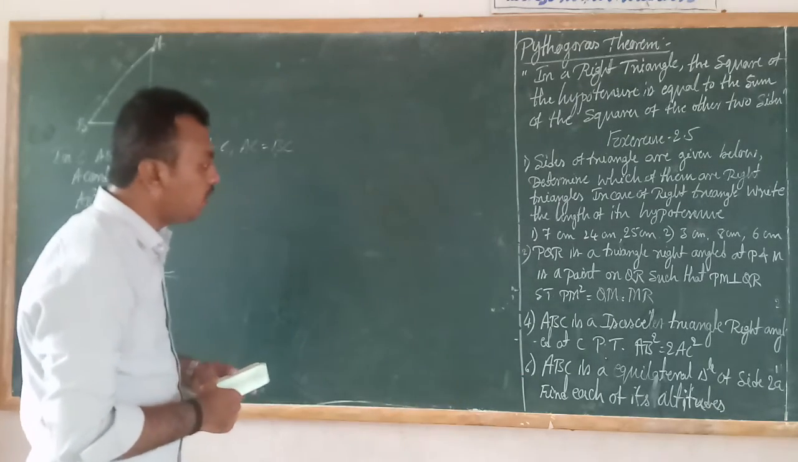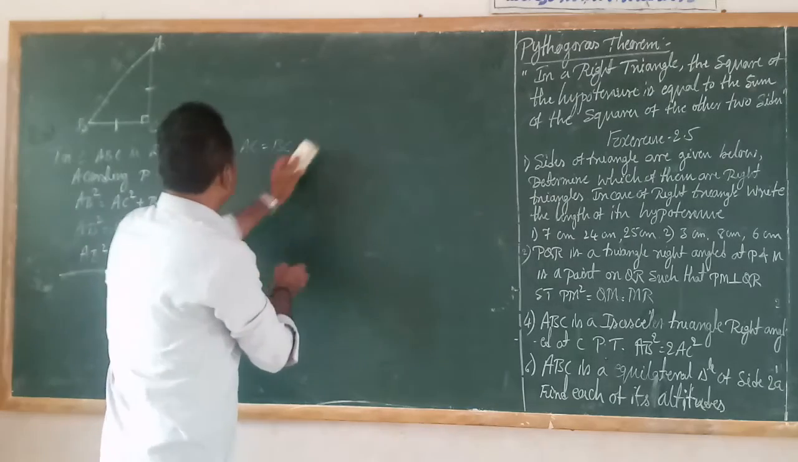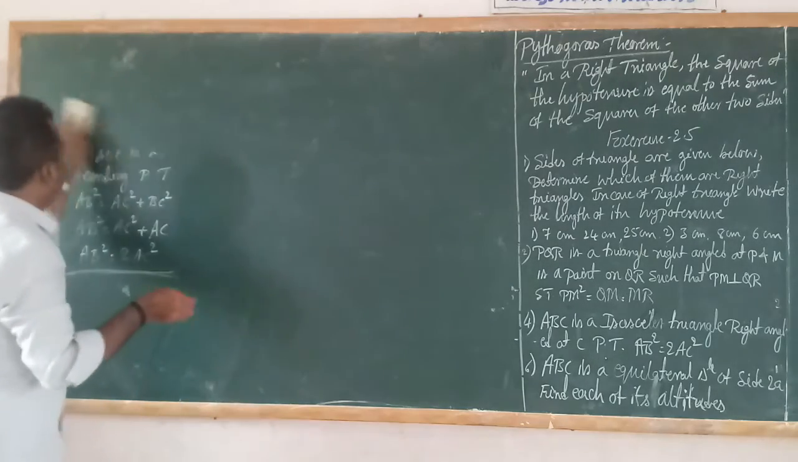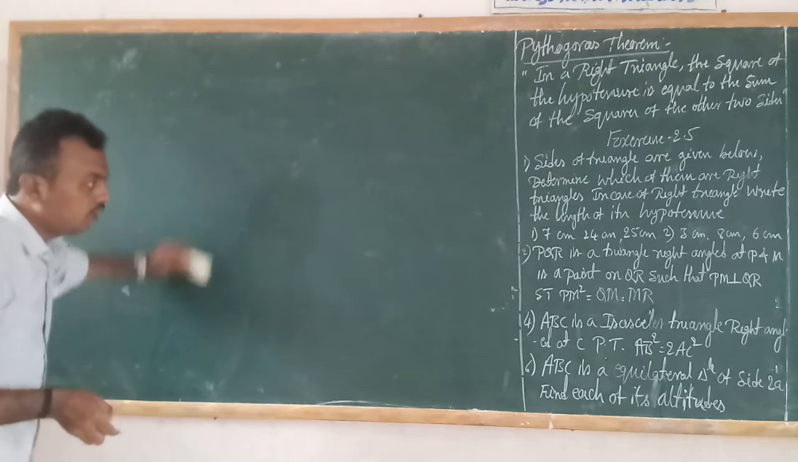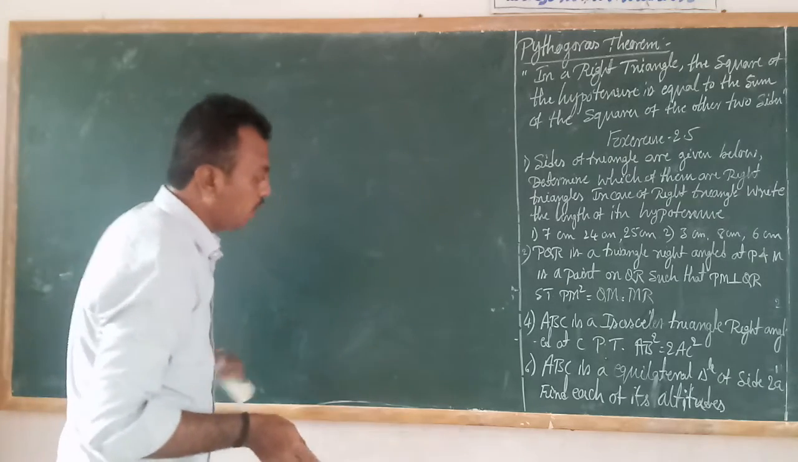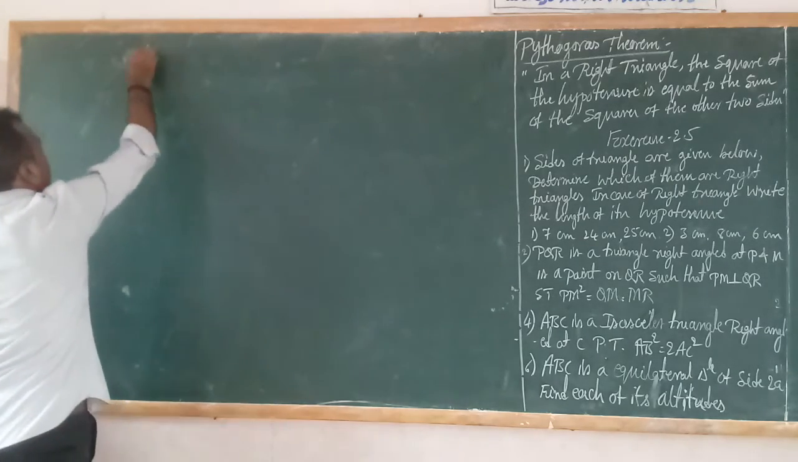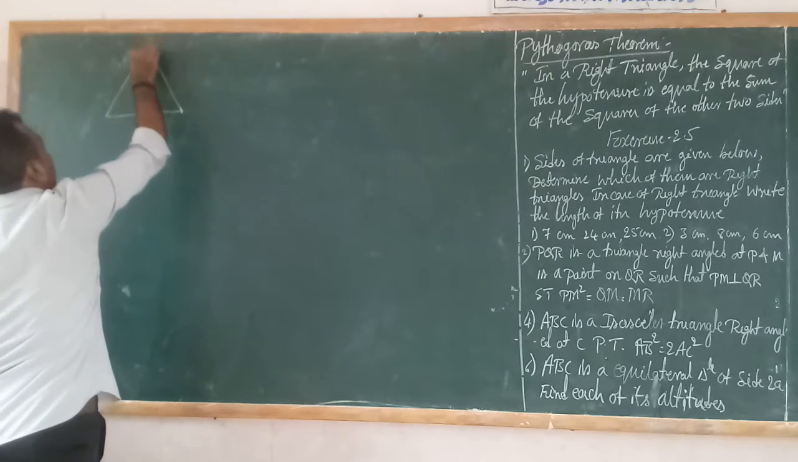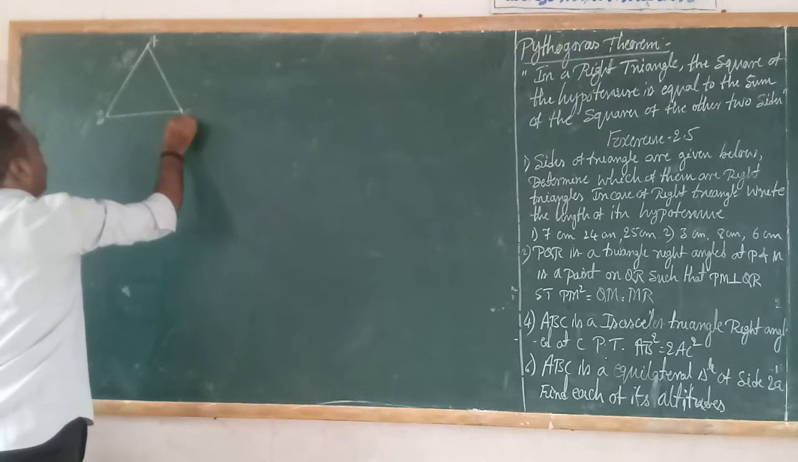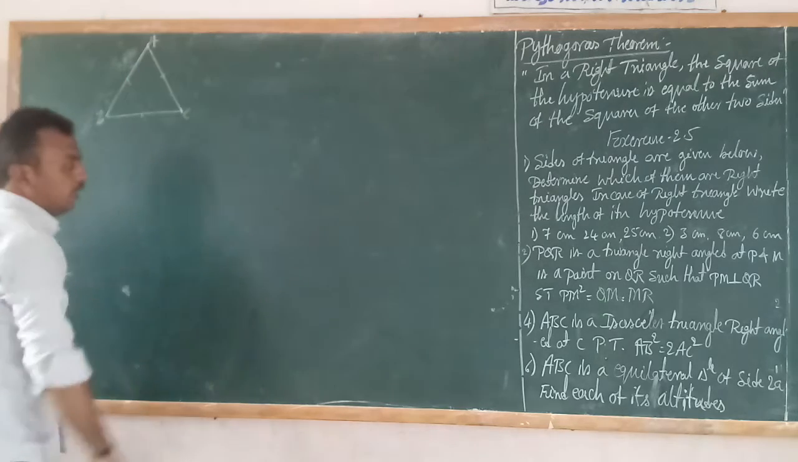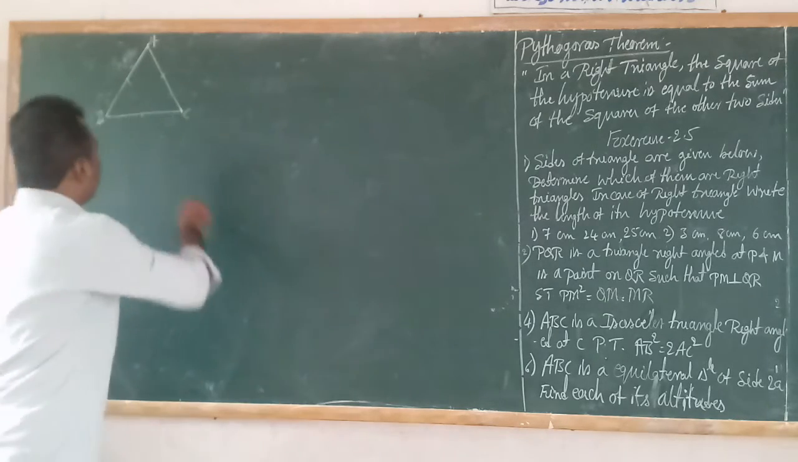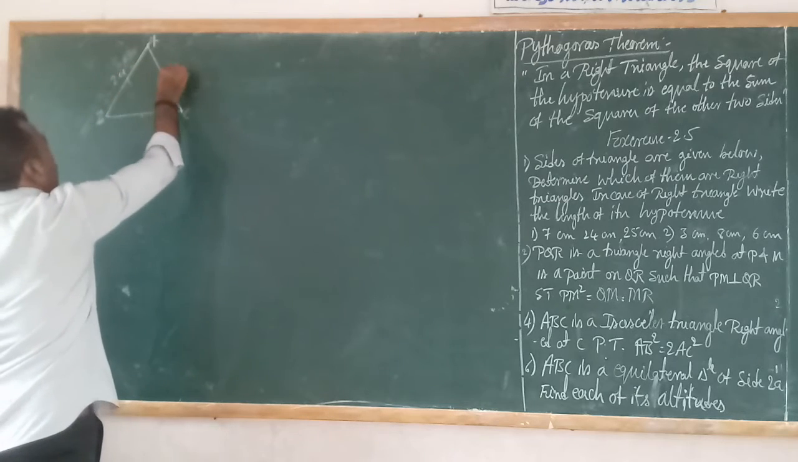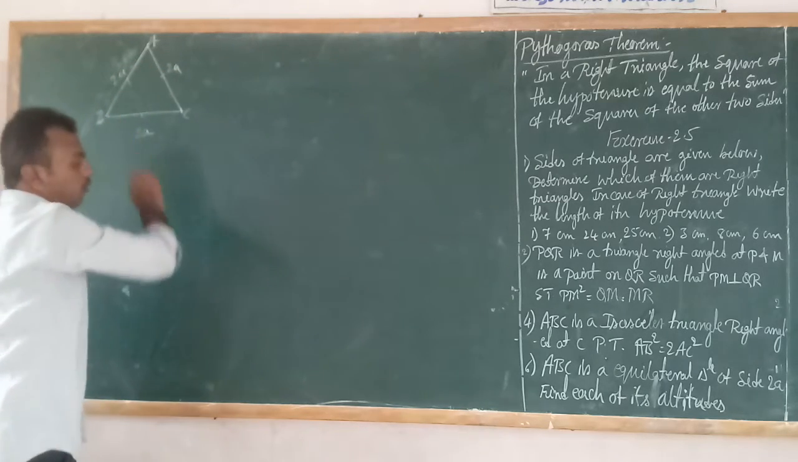ABC is an equilateral triangle of side 2A. This is the equilateral triangle. In an equilateral triangle, all sides are equal. Correct? All sides are equal, and each side is 2A. This is 2A, this is also 2A, and this is also 2A.